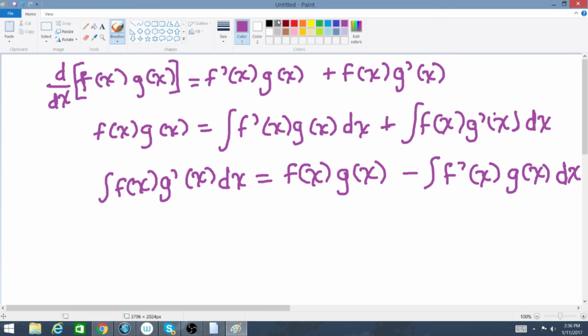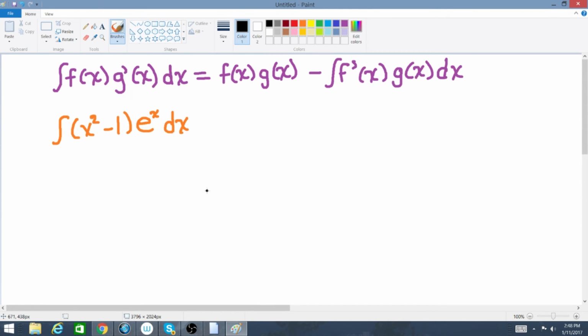So how would this be useful? If you ever have an integral where you can divide it into components, where one component would be f of x and another component could be categorized as g prime of x, you can use this formula to integrate it. And we'll be using this in the next example. Alright, so now we're going to be doing an example of integration by parts.